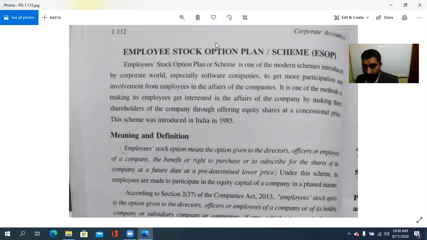This is a procedure taken to get the employees of the company more involved, for more participation and involvement from the employees' part in the affairs of the company. So that is the employees stock option scheme.